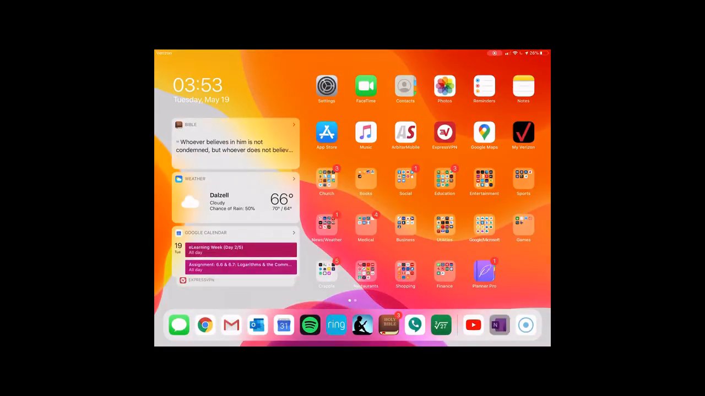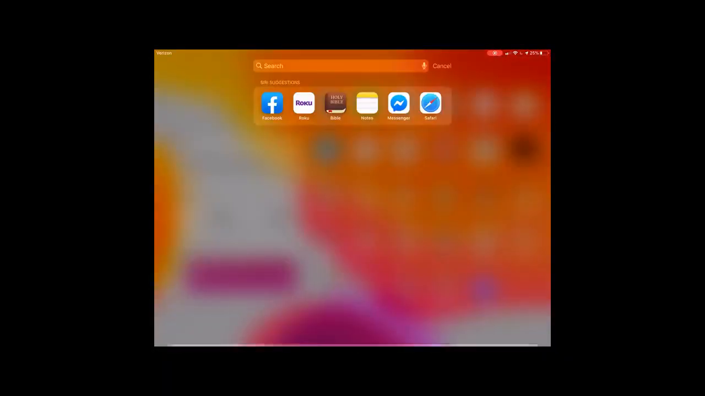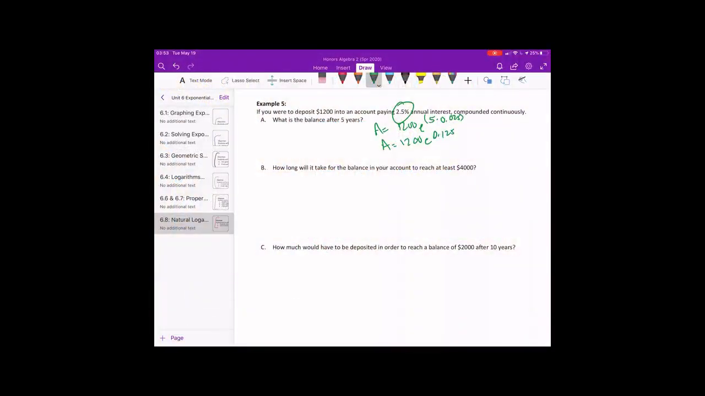That answer makes a lot more sense. So A is approximately $1,359.78. Part B, how long will it take for your account balance to reach $4,000?